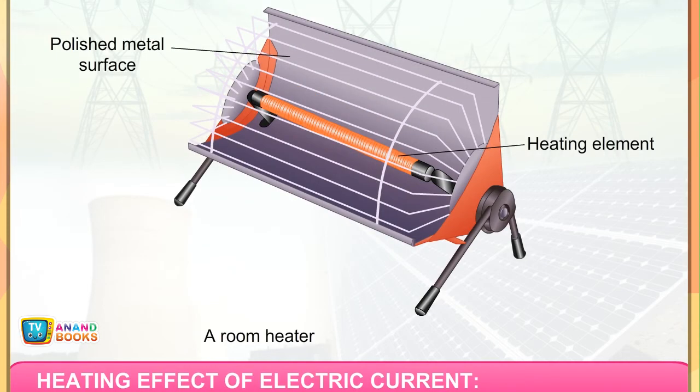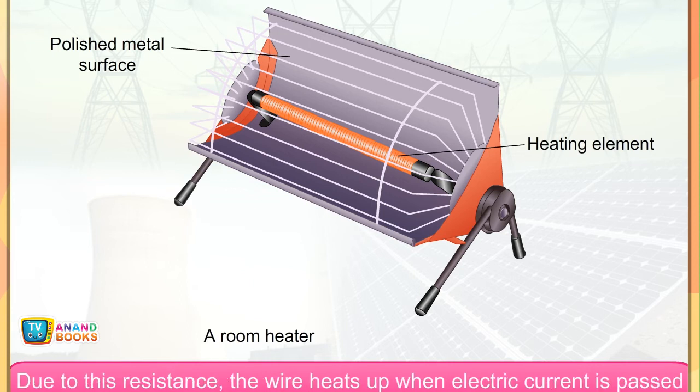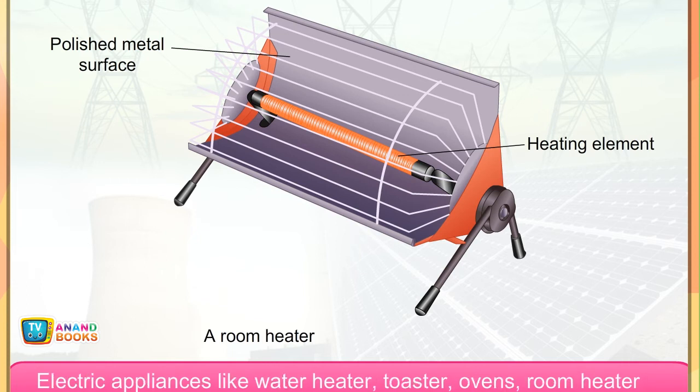Heating effect of electric current. Every material resists the flow of electric current through it, even if it is a good conductor. This is called resistance. Due to this resistance, the wire heats up when electric current is passed through it, called the heating effect of current. Electric appliances like water heaters, toasters, ovens, and room heaters are based on this principle.